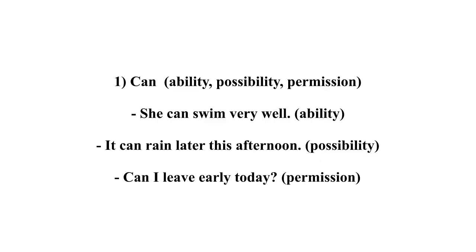Anyway, let's start with can. And I'm going to put the picture up on the screen here. So as you can see, can has three different meanings: the ability, possibility, and permission. So we can see some examples here. She can swim very well. The ability to do something. It can rain later this afternoon. That's the possibility that something can happen. And the last one is permission. Can I leave early today? So again, can has three different meanings as a modal verb.